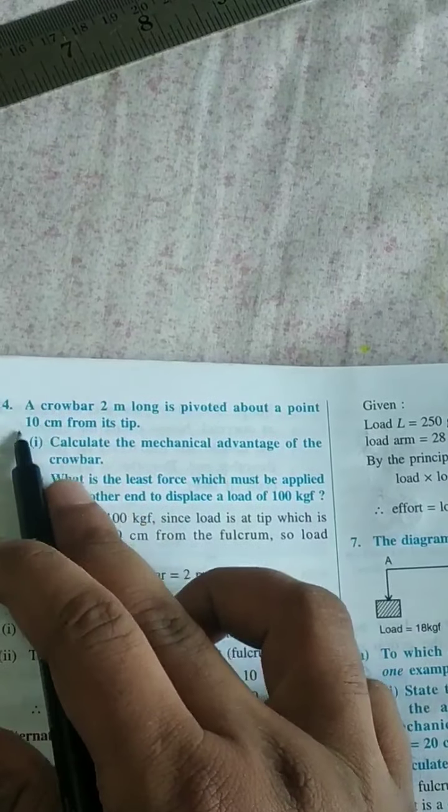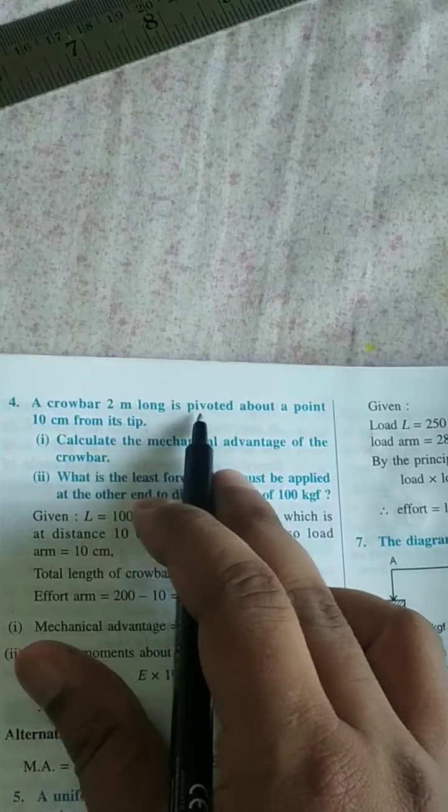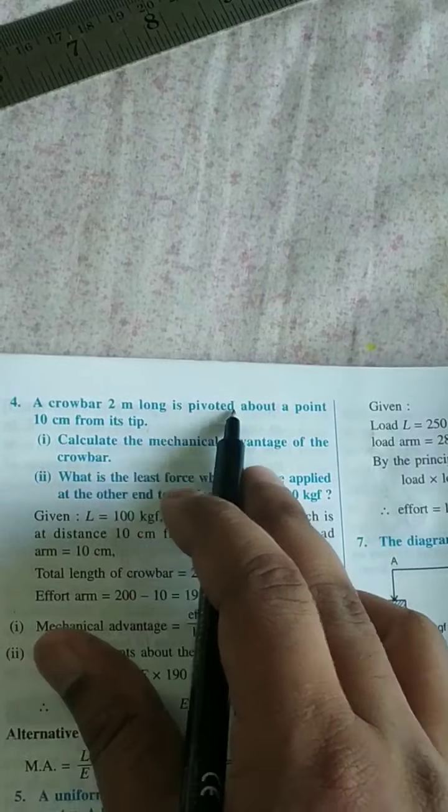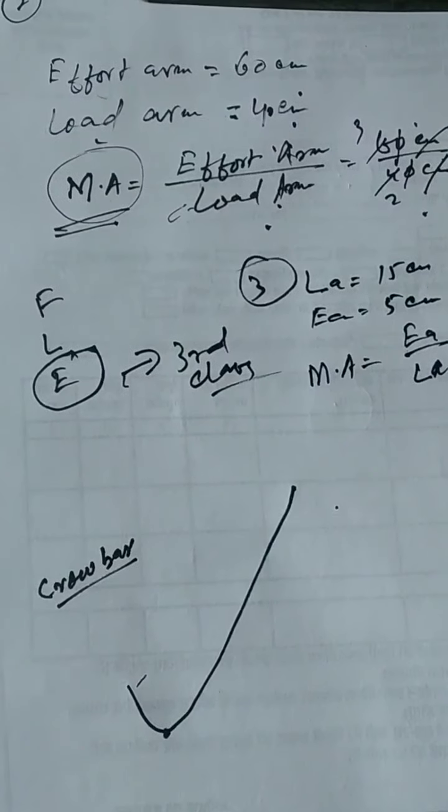Look at this. A crowbar 2 meter long is pivoted about a point 10 centimeter from its tip. This is a crowbar. Crowbar is which class of lever? Just write it in a comment.